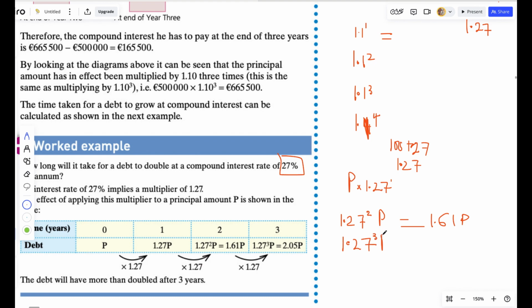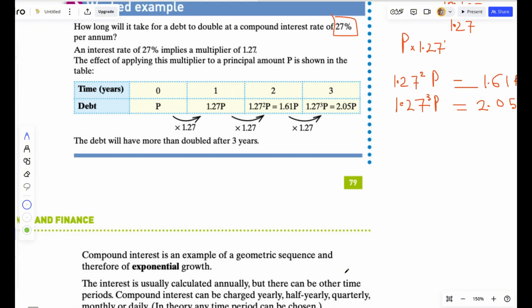1.27 raised to power 3 P will be equal to what? Now if you take your calculator, 1.27 to the power of 3, you get 2.05. So in the third year, the money will double. 2.05, the money has doubled. So you say it took 3 years, because they asked you how long it took for the money to double. It took 3 years for whatever you borrowed to have doubled.